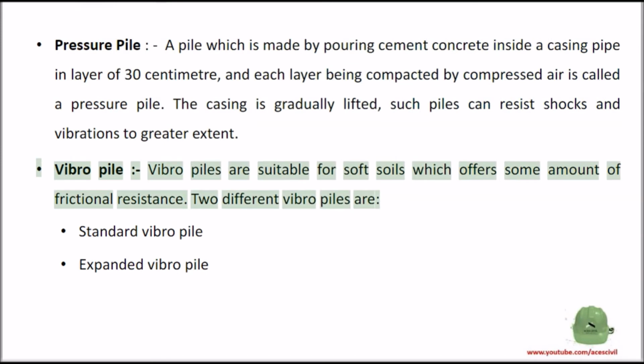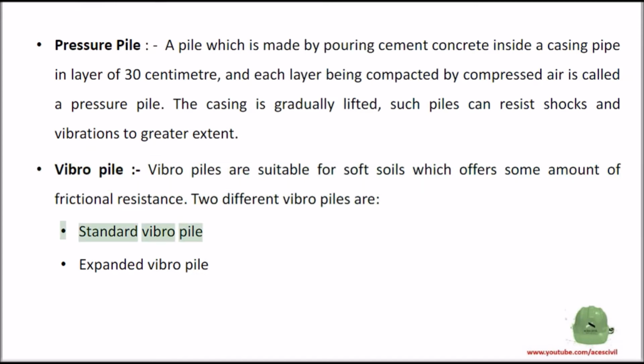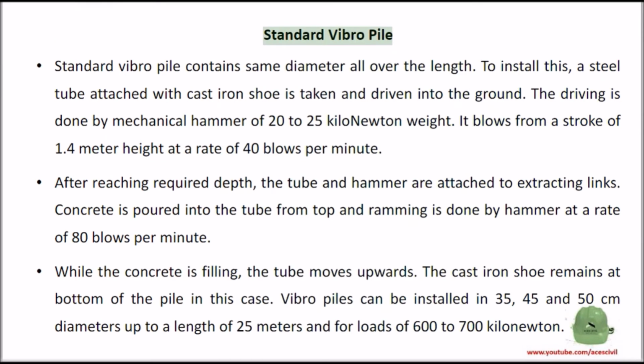Vibro pile. Vibro piles are suitable for soft soils which offer some amount of frictional resistance. Two different vibro piles are: standard vibro pile, expanded vibro pile. Standard vibro pile. Standard vibro pile has the same diameter all over the length.